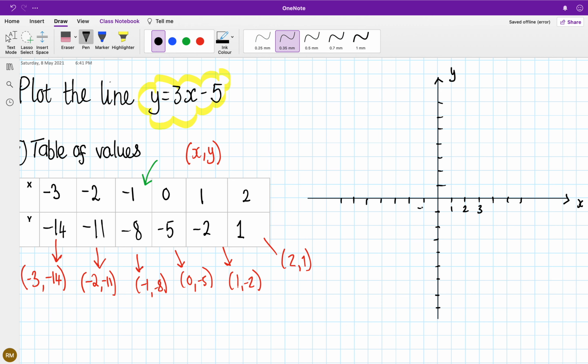Well, -1 on the x-axis, starting from the origin, is 1 to the left, and I need to move down 8. 1, 2, 3, 4, 5, 6, 7, 8. That takes us to this here. You can put a little cross or a little circle. Now I need to plot the coordinate 0, -5. 0 is from this origin, and moving down 5 on the y-axis. 1, 2, 3, 4, 5.